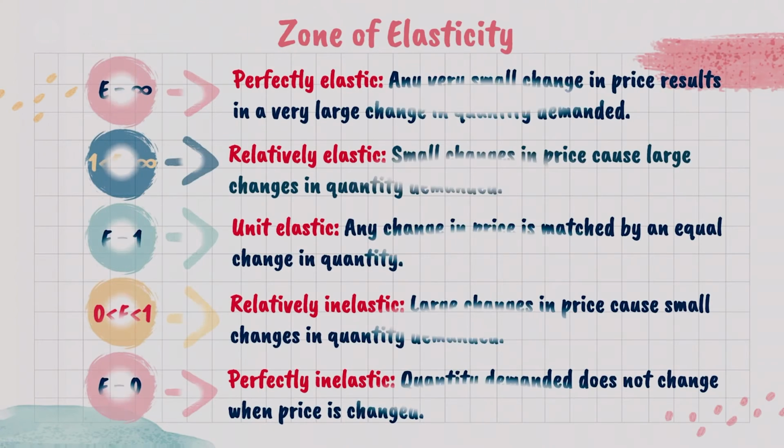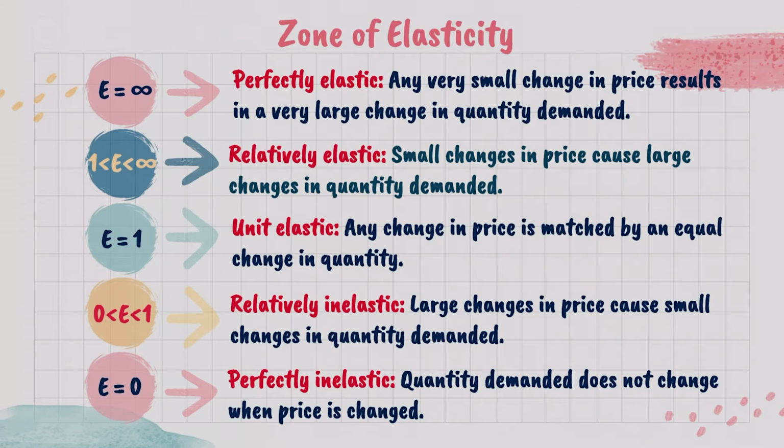There are 5 zones of elasticity. Firstly, perfectly elastic. Any very small change in price results in a very large change in quantity demanded. Second is relatively elastic. Small changes in price cause large changes in quantity demanded. Third is unit elastic. Any change in price is matched by an equal change in quantity. Fourth is relatively inelastic. Large changes in price cause small changes in quantity demanded. And the last one is perfectly inelastic. Quantity demanded does not change when price is changed.